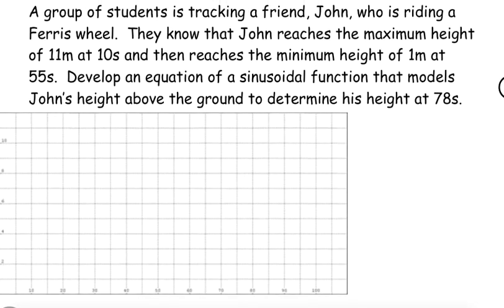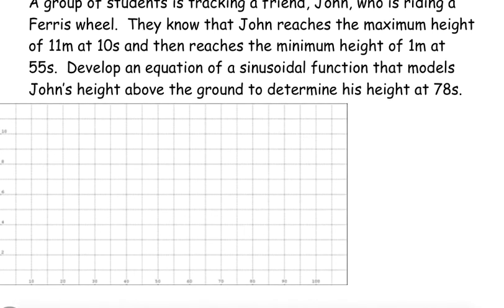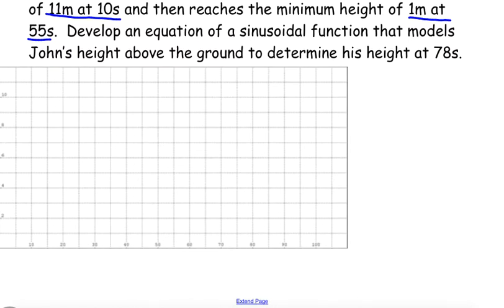So we're going to put on our important pieces of information, which are that we are at a maximum height of 11 meters at 10 seconds, and a minimum height of 1 meter at 55 seconds. So we go to 10 seconds, counting by 5 seconds. We want to be at 10 seconds and 11 meters. Then we want to go to 55 seconds and go to 1 meter.